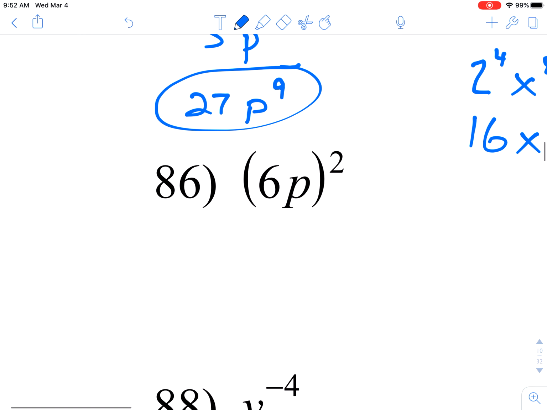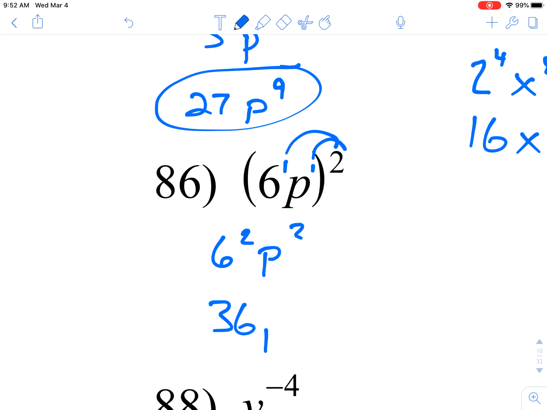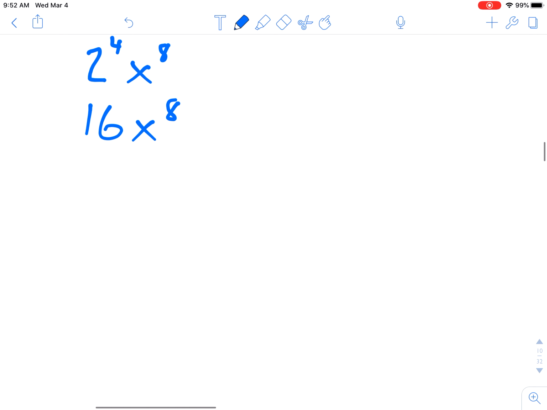Same thing here. There's a 1 there and a 1 there. So you're going to have 6 to the 2nd and p to the 2nd. You're going to multiply the exponent by the exponents. So 6 squared is 36. P to the 2nd stays p to the 2nd. That's simplified as far as you can go.